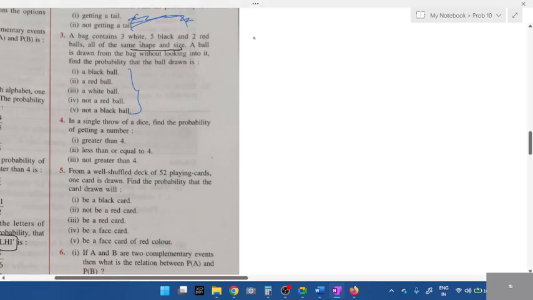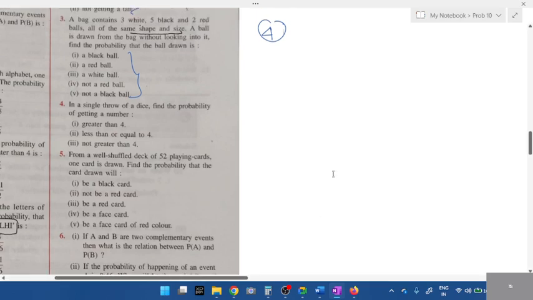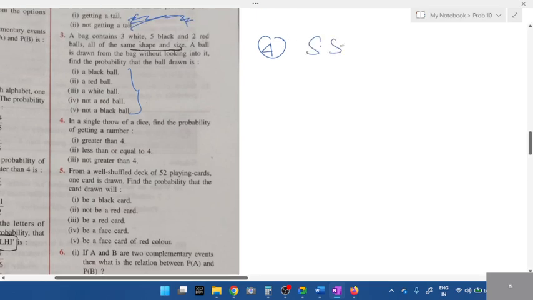Fourth question. In a single throw of dice, find the probability of getting a number. Okay. What is the sample space, students? What is the total possible outcome? Don't write sample, write total possible outcome. All of you will respond. A dice has how many sides? 6 sides, right? Yeah, 6.